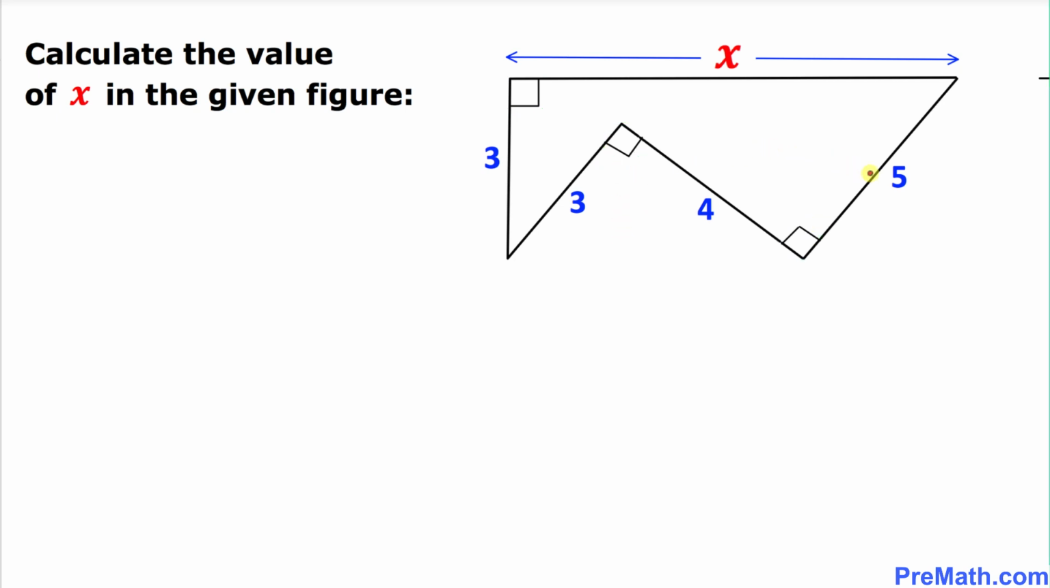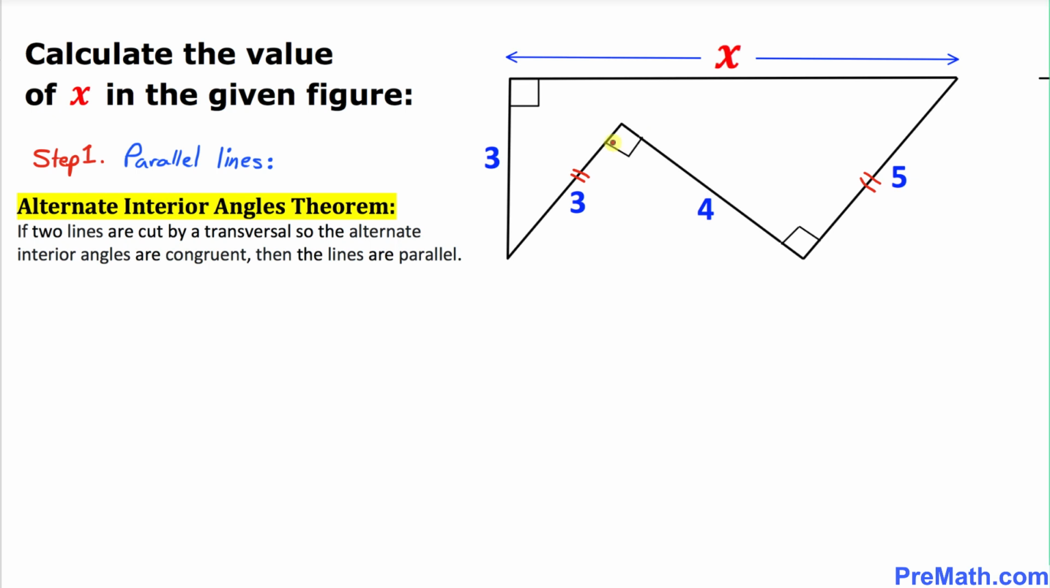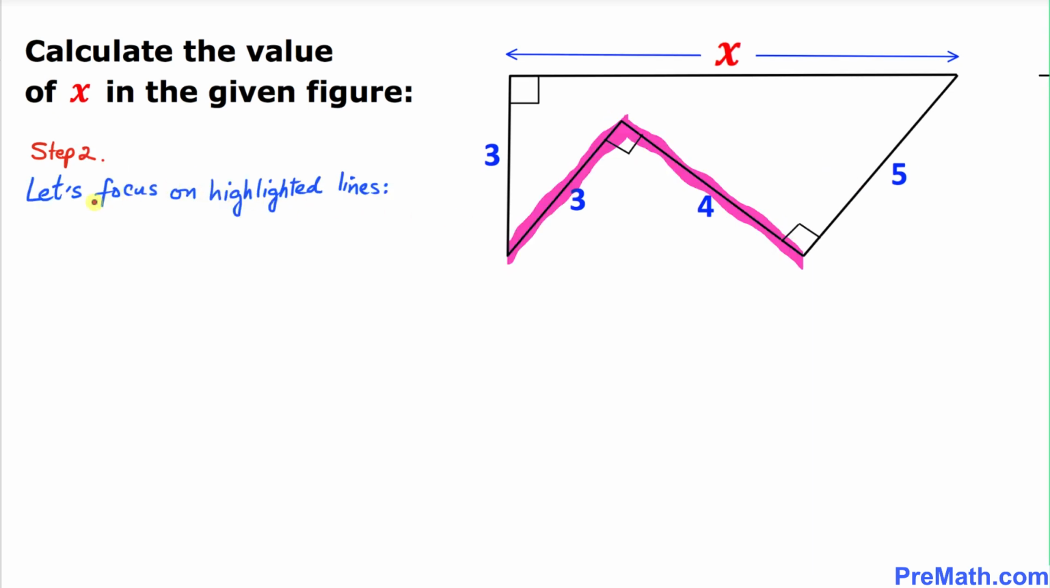Let's focus on these two lines, this line and this line. They are parallel because these two alternate interior angles are the same, 90 degrees, and according to the alternate interior angles theorem, we can say that these two lines are indeed parallel. Now in our next step, let's focus on these highlighted lines, and we can see that the angle between them is a 90-degree right angle.